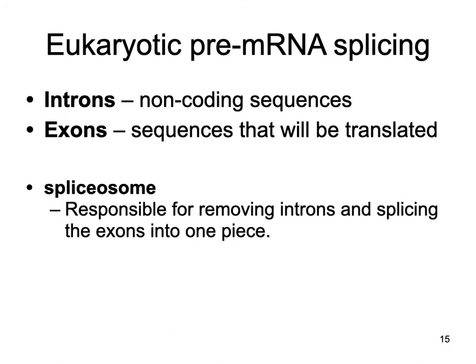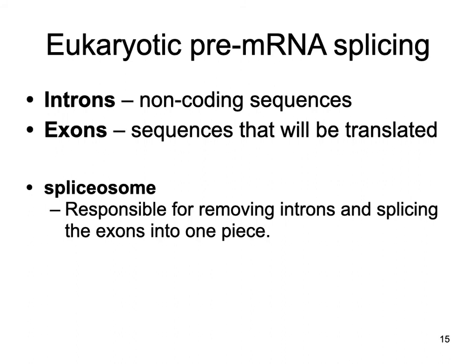Introns, which stands for intervening sequences, are the non-coding sequences. So they are sections of that mRNA that are not important parts of the recipe you're trying to make. They're not part of a gene that you're trying to make for the product. They're intervening, like they're in the way.